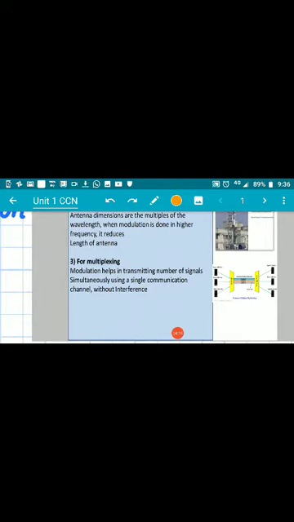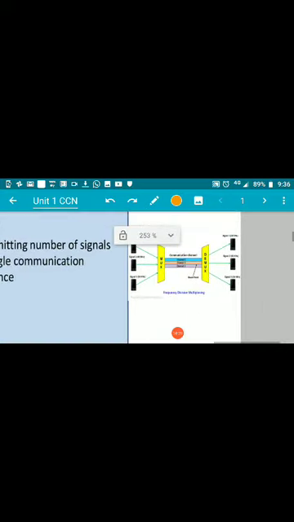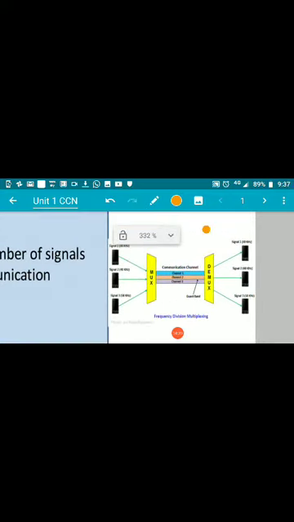Further, for multiplexing, what do you mean by multiplexing? Multiplexing, in simple words, is sending a number of signals. Just observe this picture. Sending a number of signals, signal 1, signal 2, signal 3, over a single communication channel is what I call multiplexing.